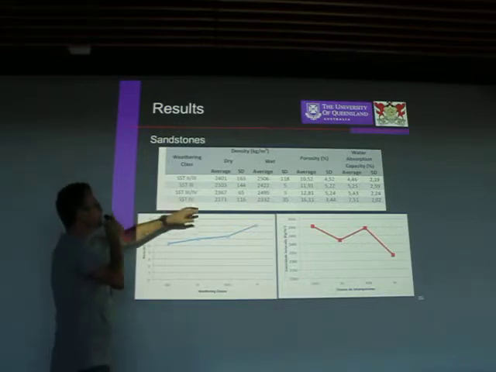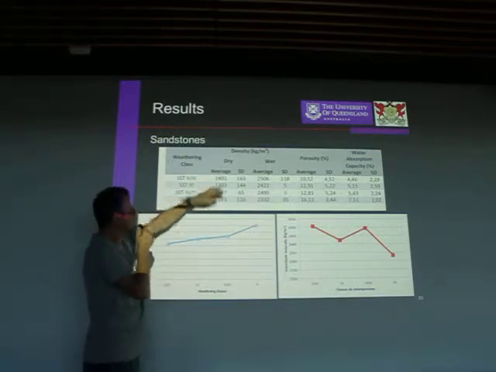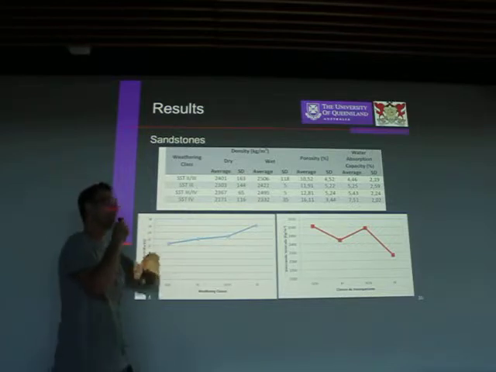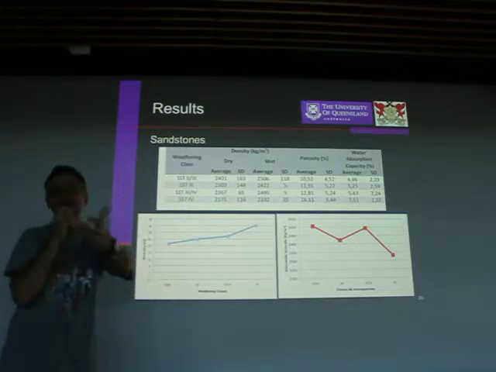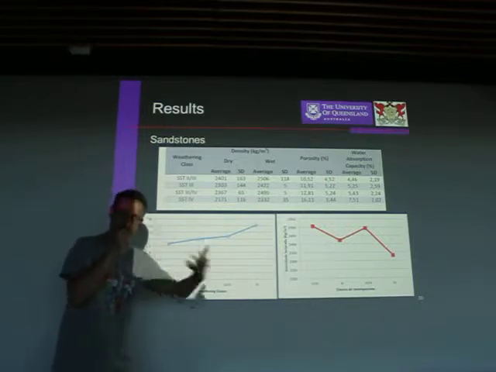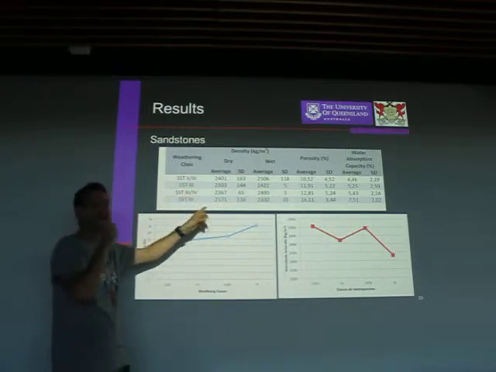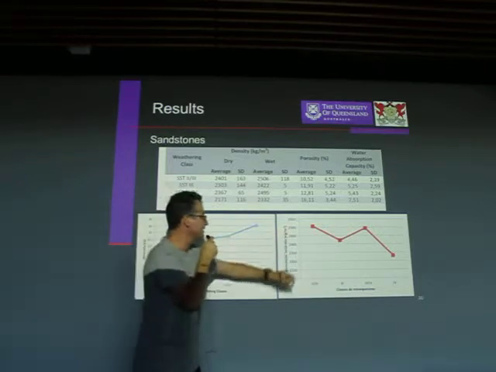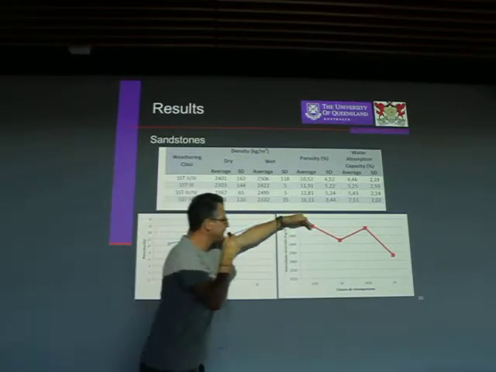Here are the results for the sandstones, and here we can see that for the sandstones, because there is not too much biotite and not too much iron oxide. There is some iron oxide, but not as much as in phyllites. We also can see an increase in the porosity and a decrease in the density.